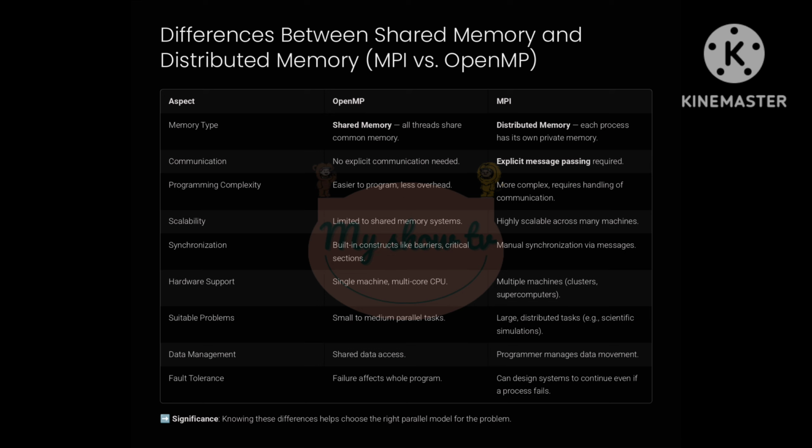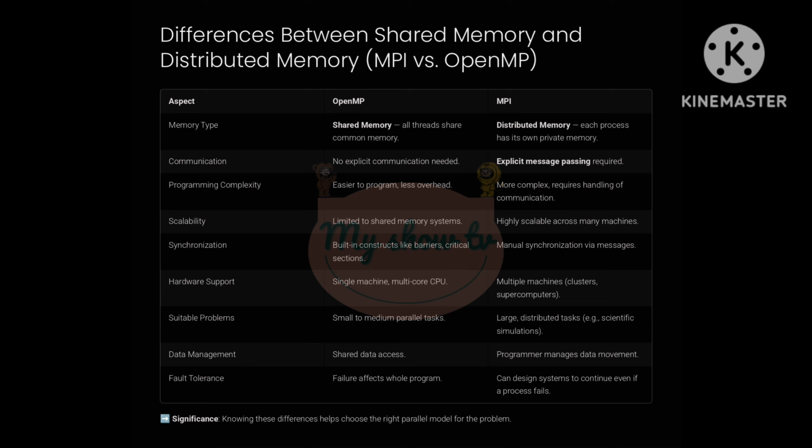5. Synchronization. OpenMP provides built-in synchronization, like critical sections. MPI synchronization must be handled manually through messages. 6. Hardware support. OpenMP works on one machine with multiple cores. MPI works across multiple machines or nodes. 7. Suitable problems. OpenMP is best for small to medium parallel problems. MPI is used for large distributed problems, like scientific computations.